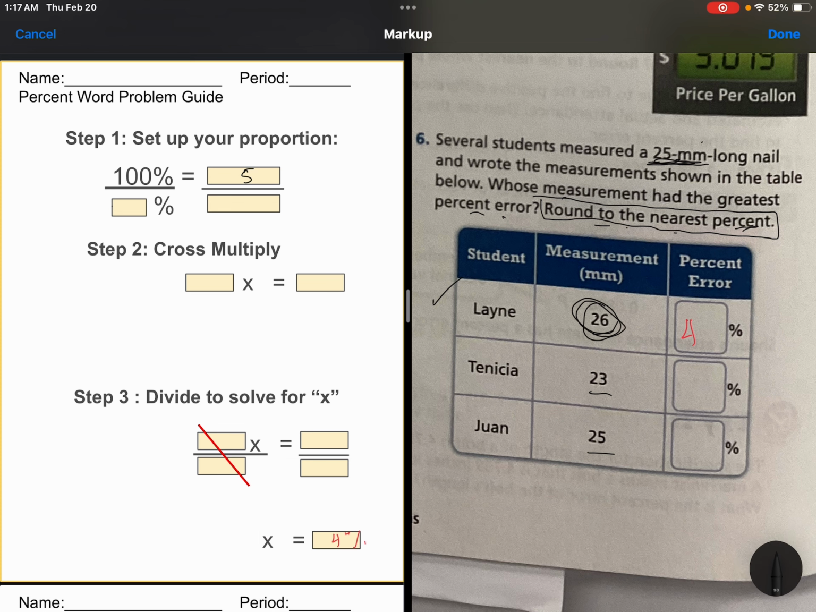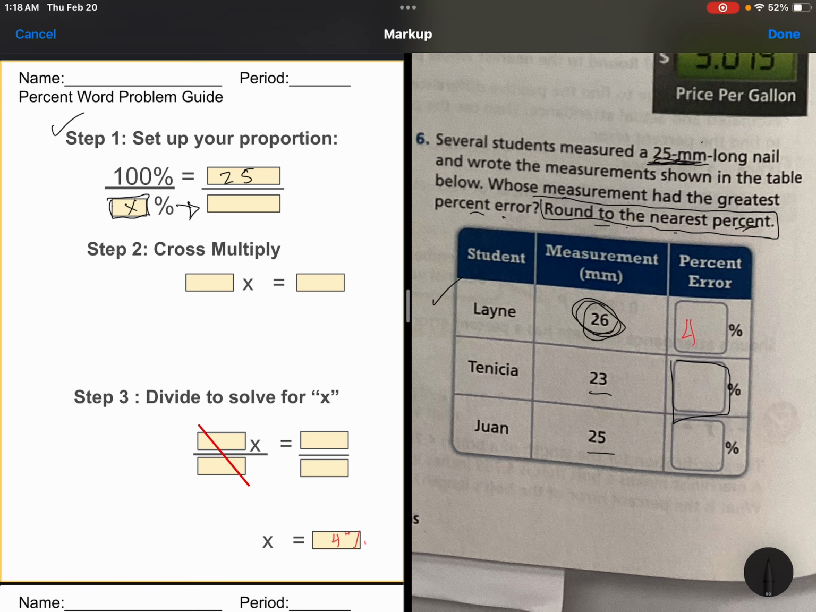Okay, she got 23. Okay, so let's see how much we got. So let's actually work with this again. So the proportion of 100% is our measurement, the actual measurement of the nail, 25 millimeters. And then what percent goes in here? Do we know about it? No. We're looking for that percent. So we're gonna call that x. Bam. And that percent represents that change, that error that Tanisha had.